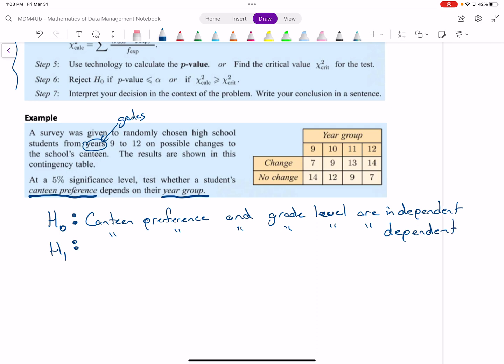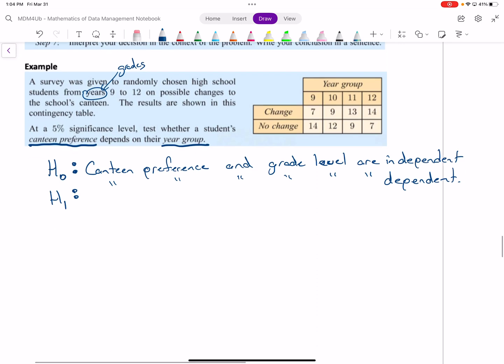What's the point of stating it if they always have to be one of them? It's a good question. You're always referencing the two variables that you're talking about. In other hypothesis testing, it's not this simple. It gets a bit more complex. So this is the formal way to do it. This is like step one.